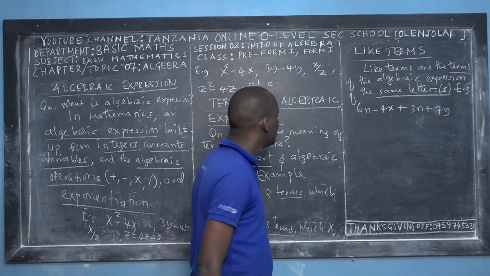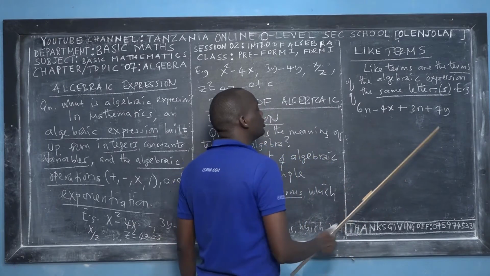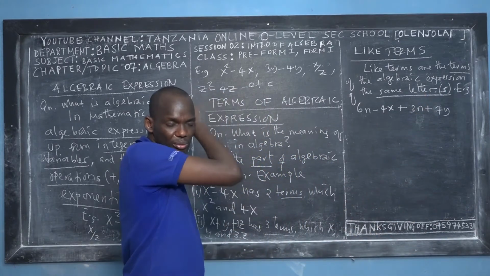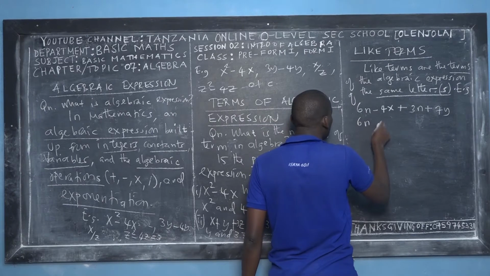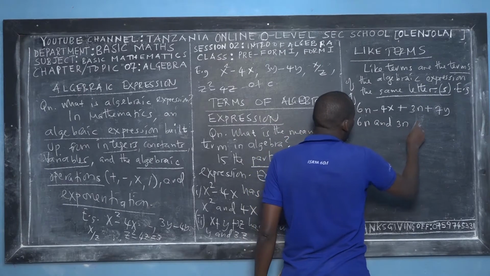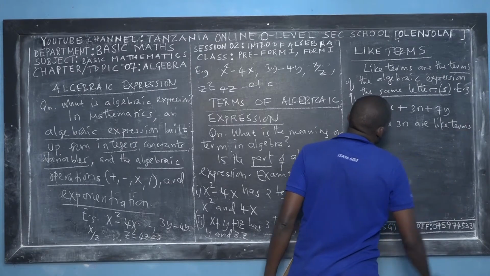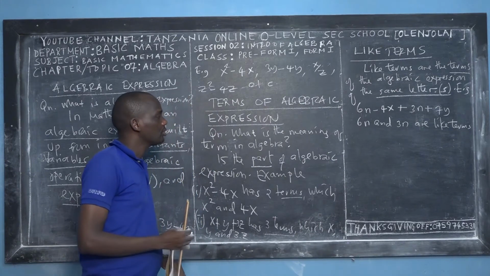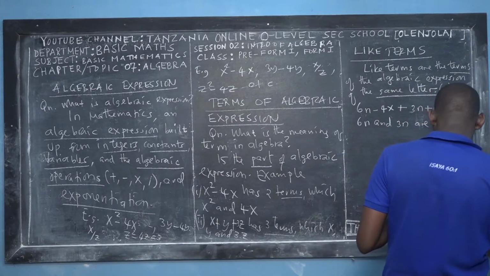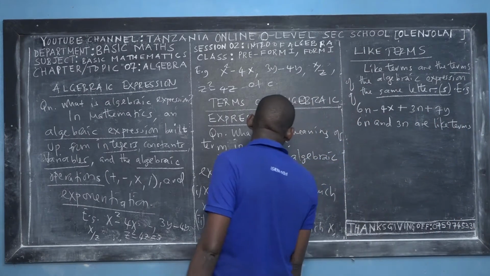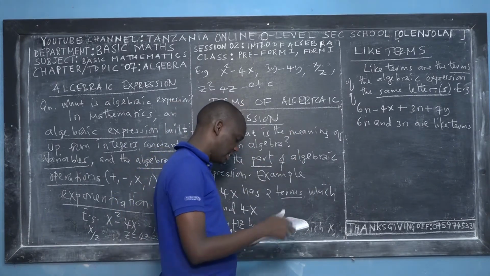Then how many like terms? The like terms are only 2, 6n and 3n. 4x is not equal to 7y. And also x and y are not equal to n. So for this expression, 6n and 3n are like terms. Because they are like terms, we can do operations between them. So you can do operations on those like terms and simplify the expression, right? I'll teach you later how we do that.